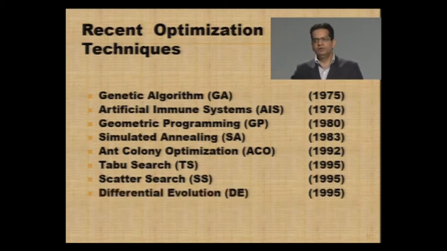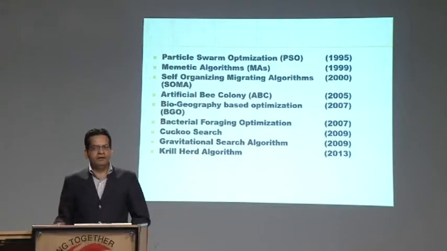Differential evolution techniques are also being used, started from 1995. Then we use the particle swarm optimization techniques. It also started in 1995. It is a very important technique which is nowadays actively used by researchers to find the global or local optimal solution of their problem.